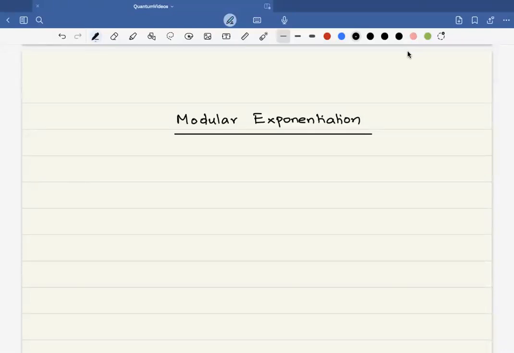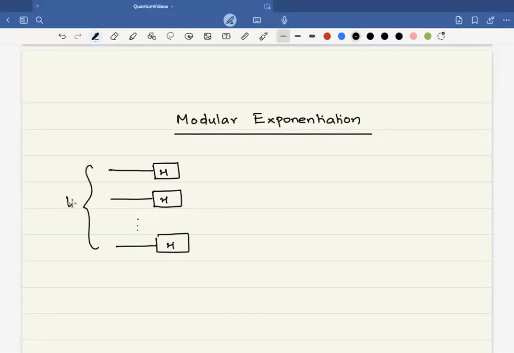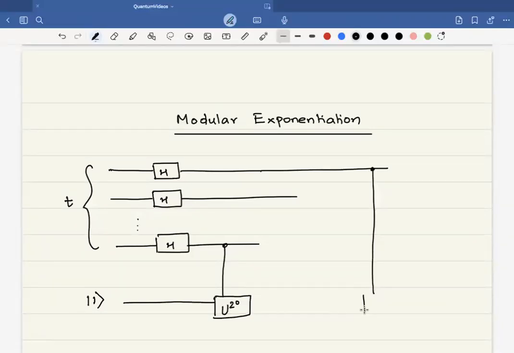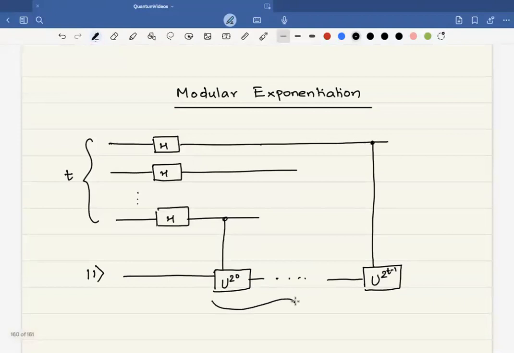Let me remind you about the order finding circuit. We have the top registers, which have the Hadamard gates, and let's say there are T bits over here. Then there are the control U operations. This is my ket 1 vector, and the control U operations go like this: U to the 2 to the power 0, and then we have this one that is control U to the 2 to the power T minus 1. And our goal is to implement these control U operations optimally, or efficiently.